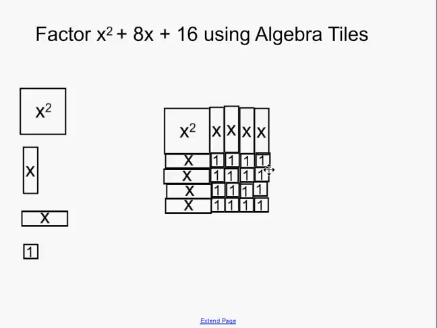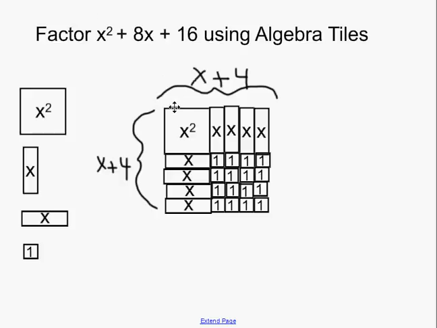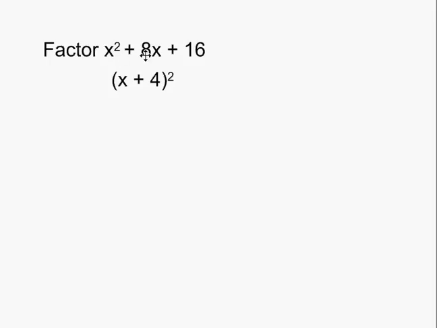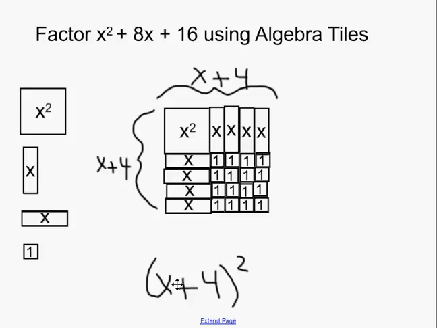Now, what are the dimensions of this big square? We can see that this length is x, plus each of these lengths is 1, so we've got 4 units long. So this length is x plus 4, and this length is also x plus 4. The area of the square we've created is x plus 4 times x plus 4, or x plus 4 quantity squared. So again, we have the same factorization that x squared plus 8x plus 16 equals x plus 4 quantity squared, but now we have a visual representation for that.